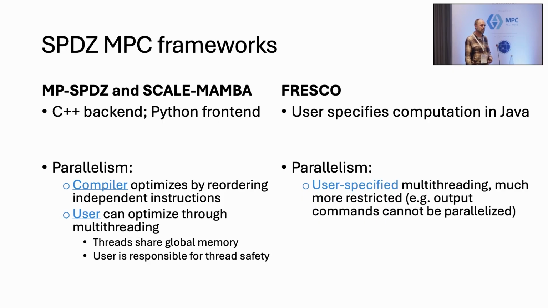Fresco, on the other hand, is a purely Java-based framework where users specify their programs in Java, and this is directly executed by the Java virtual machine. And Fresco also has a limited form of multi-threading where you can define certain blocks of computation to be run in parallel, but this is a bit more restrictive than the Python one. For instance, it doesn't allow output commands to be parallelized.